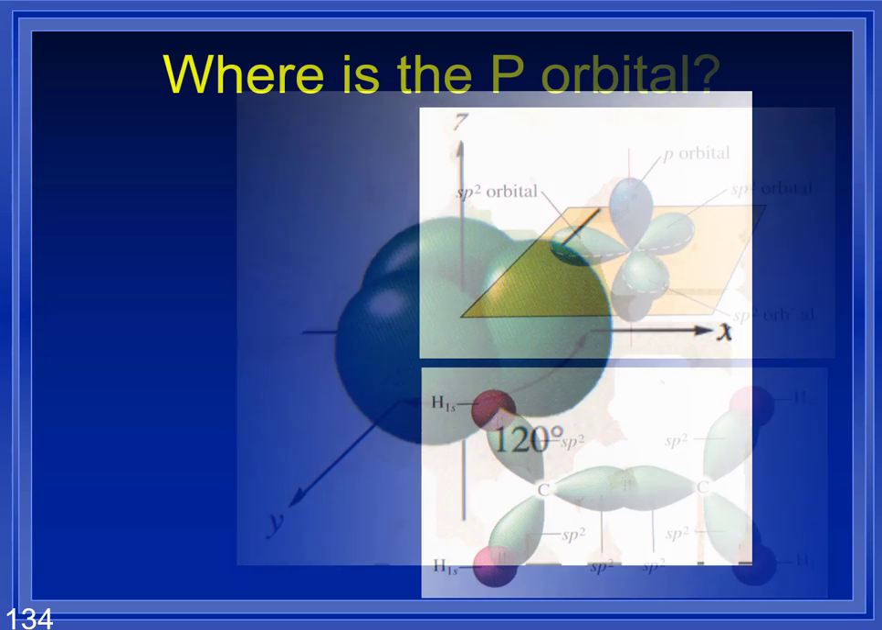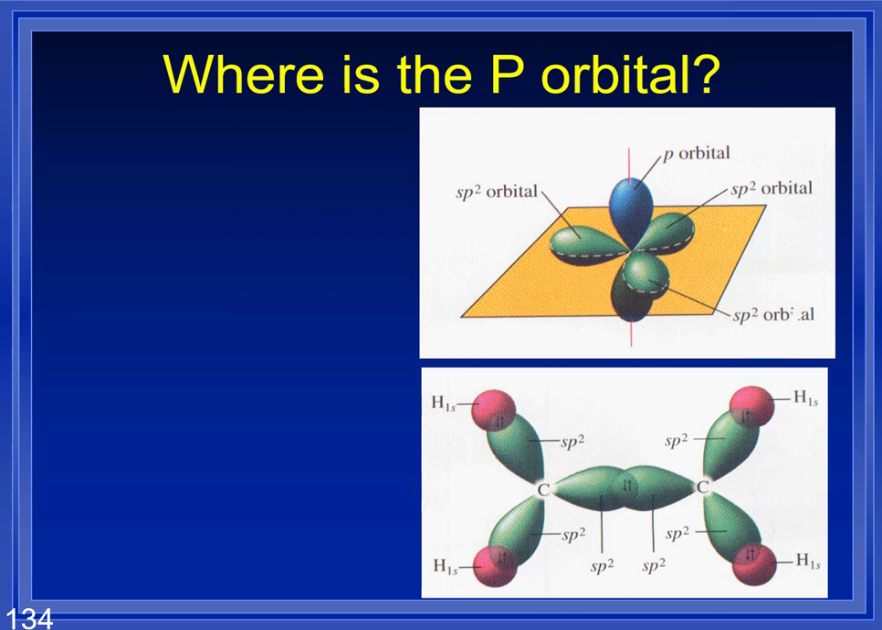So the green ones are the sp2 hybrid orbitals. The blue one is the p I haven't used yet. Okay? So the p orbital was perpendicular, and it's perpendicular on the next one too. Oh well. All right, so it's perpendicular on this one too. Everybody okay with this?